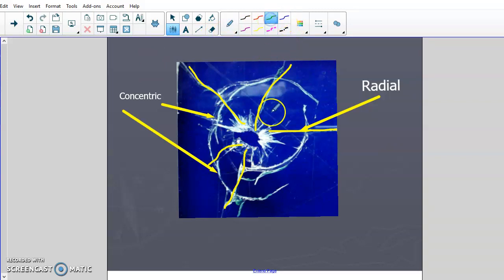And then you can see here's the concentric fractures. They're the circular ones that go around the point of impact. So here's your point of impact, and those are the concentric fractures that go around it. So my recommendation is for you to pause the video and to highlight the radial fractures in one color and then label them radial, and then highlight the concentric fractures in a different color and then label them concentric, so that you know the difference between the two.